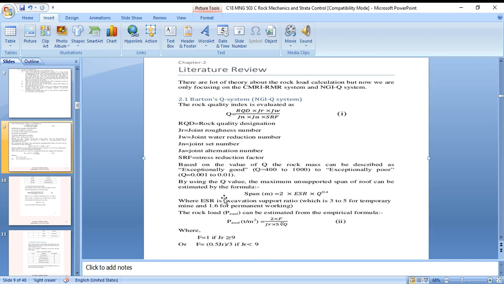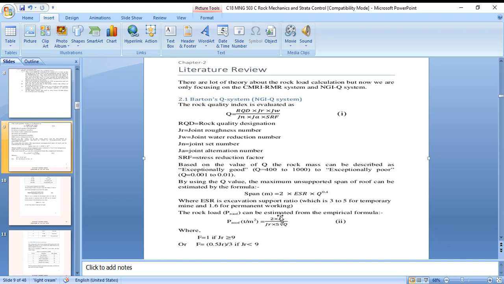By using the Q value, the maximum unsupported span of the roof can be estimated by the formula: span equals 2 times ESR times Q to the power of 0.4. What is the ESR? Excavation support ratio.